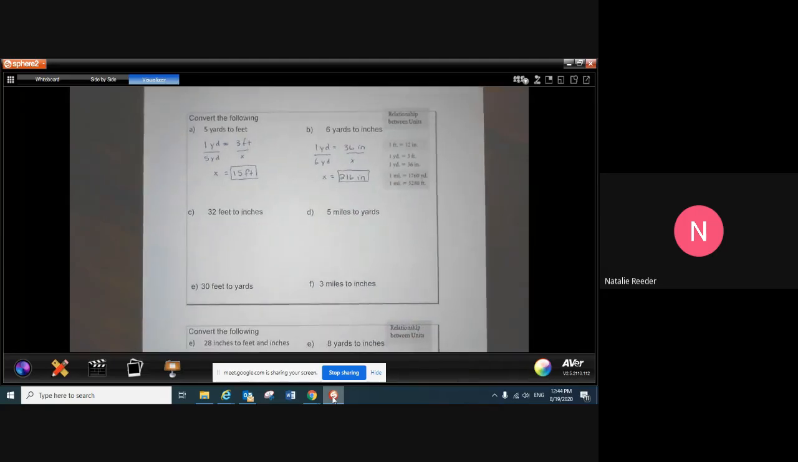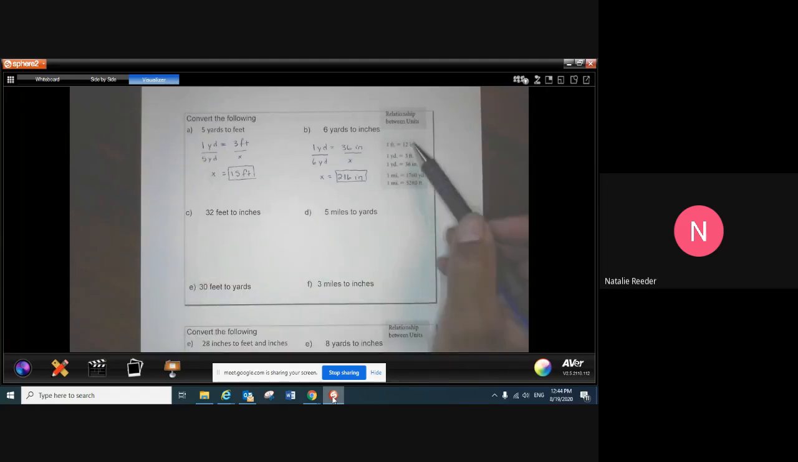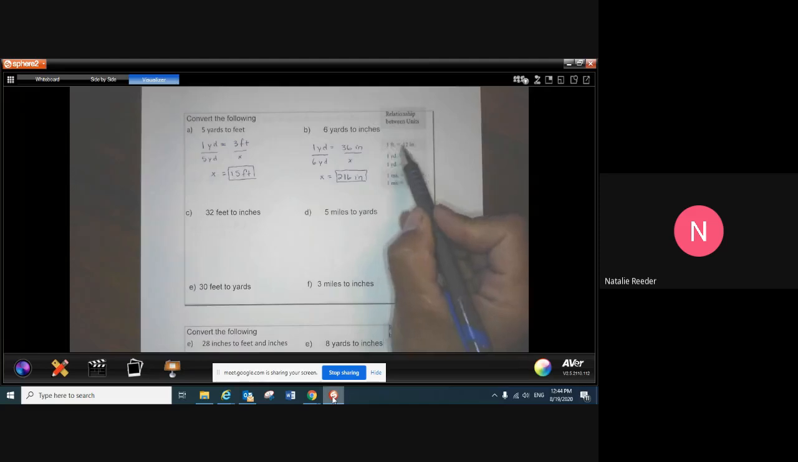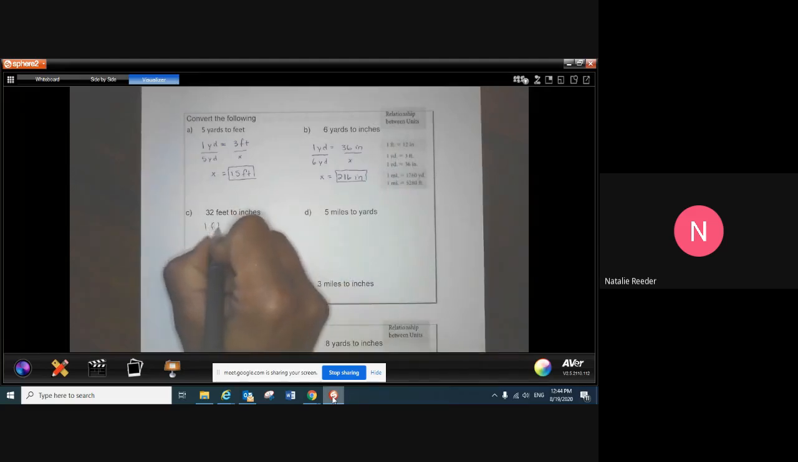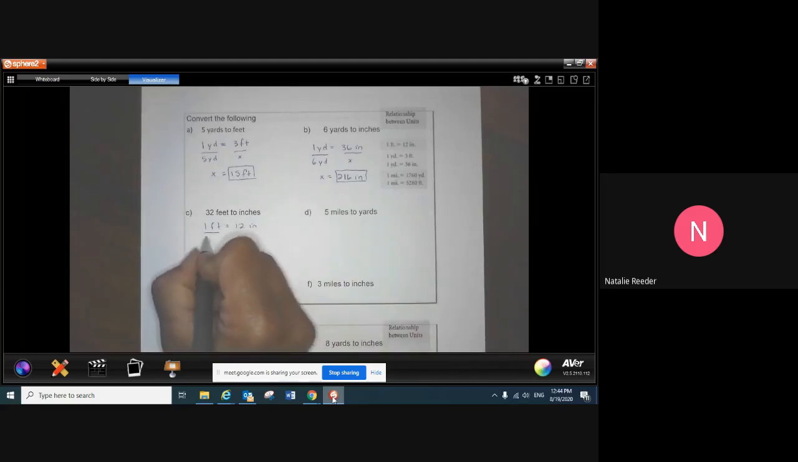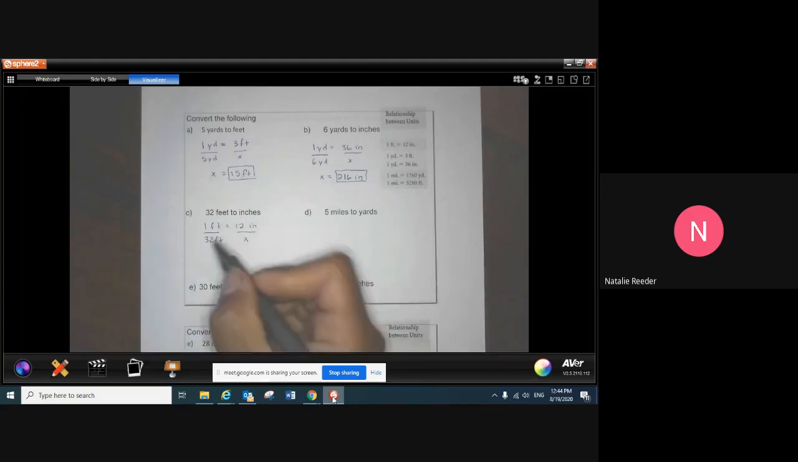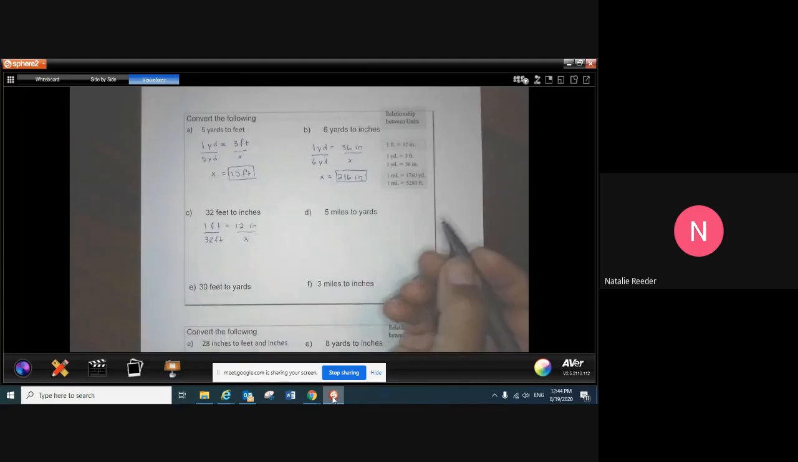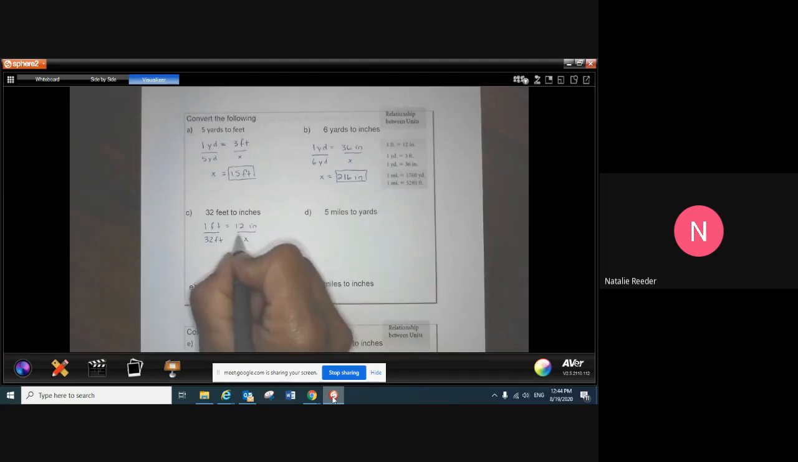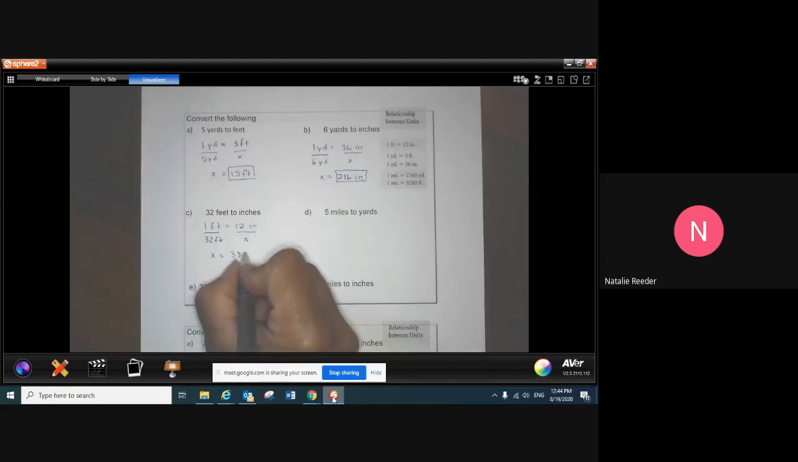So let's keep going. Another example, feet to inches. So let's go look here again. The first one, feet to inches, is what we want to find. So first step is to write that down. So 1 foot is equal to 12 inches. I have 32 feet that I want to convert into inches. So again, make sure your feet are under your feet, your inches are under your inches. We cross multiply. x times 1 is x, and 32 times 12 is 384 inches.